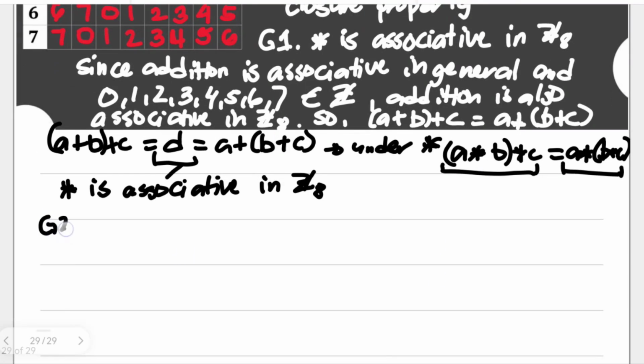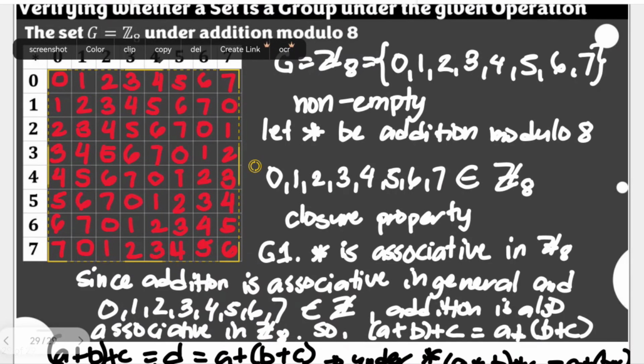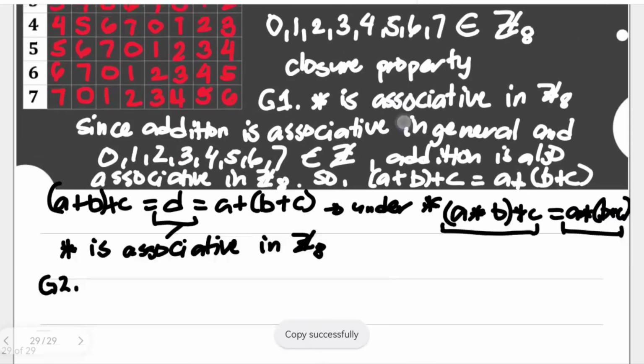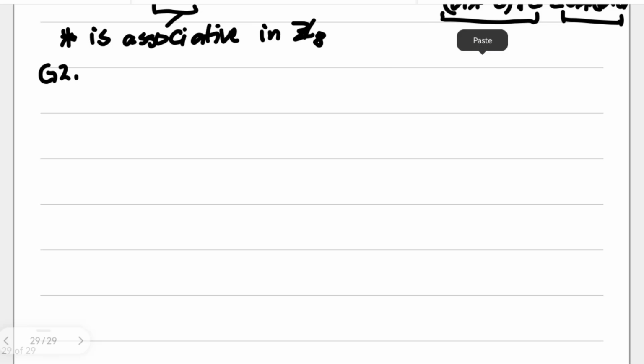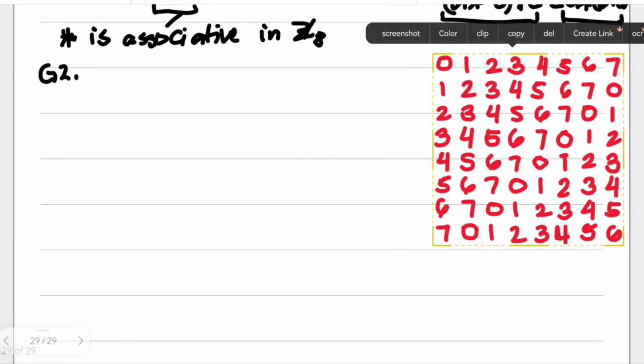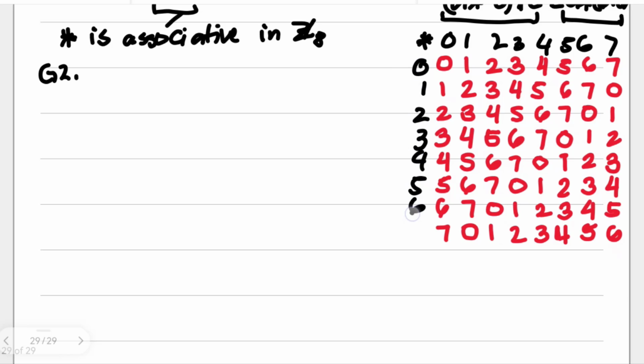For G2, we are going to look at the idea of the existence of our identity element. So let me copy the entire Cayley's table here so that we will not be returning to it later. Okay, place it here, because we will be using this Cayley's table as we are going to have our G2 and G3. Again, don't forget that the operation is star, with 0, 1, 2, 3, 4, 5, 6, and 7 here, and 0, 1, 2, 3, 4, 5, 6, and 7 here as well.